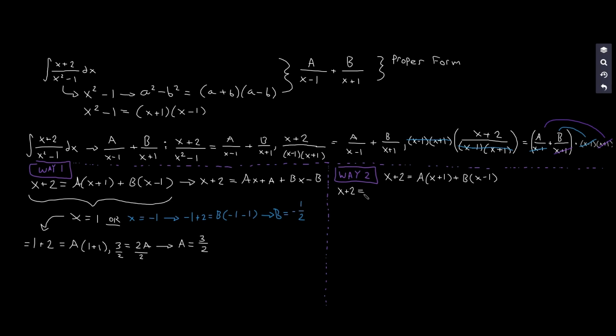x plus 2 equals a times x plus a plus b times x minus b. And I've got to try to group these things together. So x plus 2 is just going to stay the same.